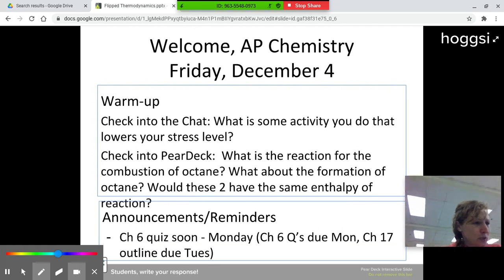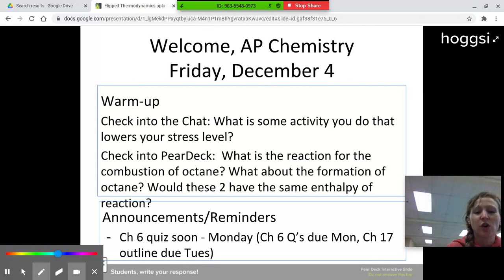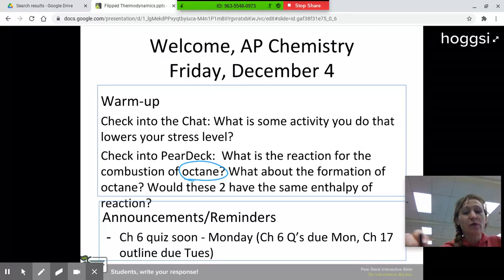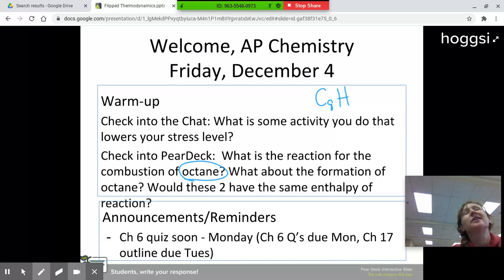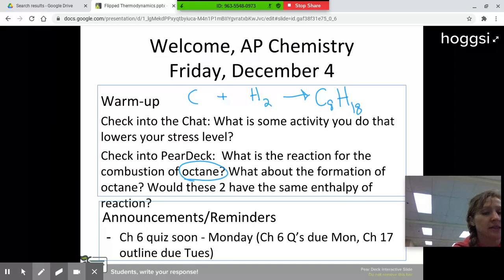Okay. So we have some confusion about the combustion. Both of them have to do with octane. So formation of octane, octane is C8H18. Formation should be from the elements carbon and hydrogen, and then balance to form only octane.